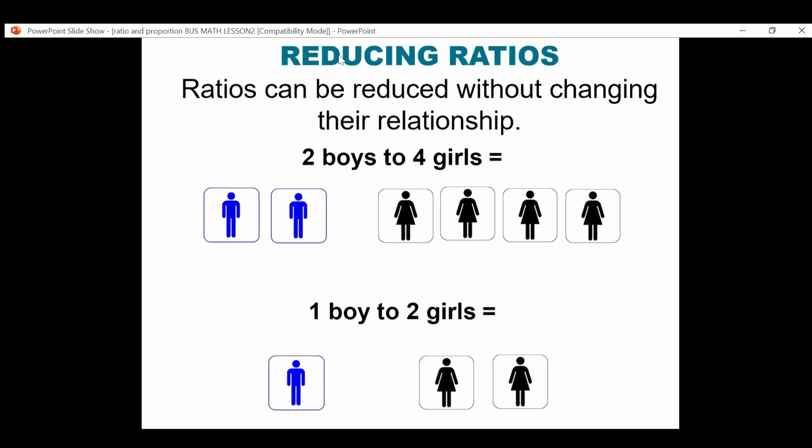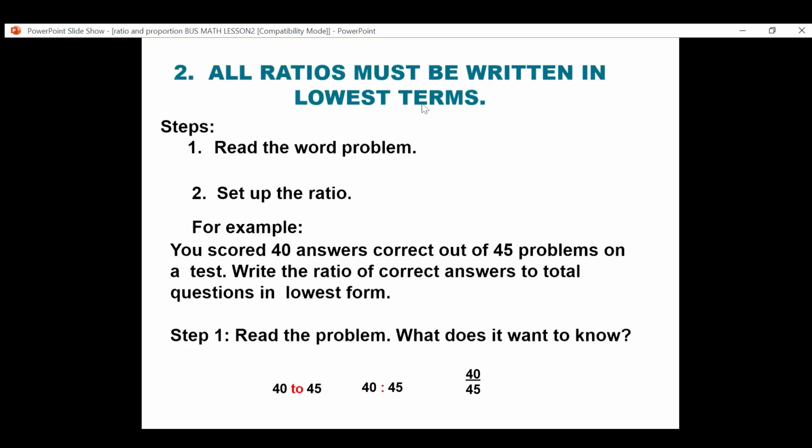So remember, class, that we can reduce ratios. Ratios can be reduced without changing their relationship. For example, the ratio of 2 boys to 4 girls can be written as 1 boy to 2 girls. Remember, class, that all ratios must be written in lowest terms. So here are the steps. Step 1, read the word problem and then set up the ratio. For example, you scored 40 answers correct out of 45 problems on a test. Write the ratio of correct answers to total questions in lowest form.